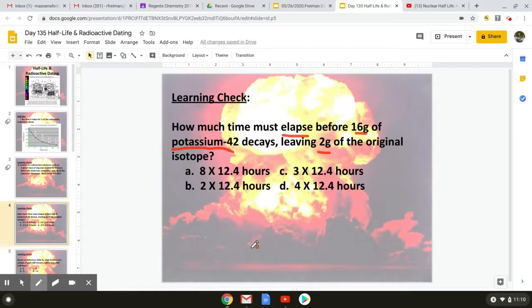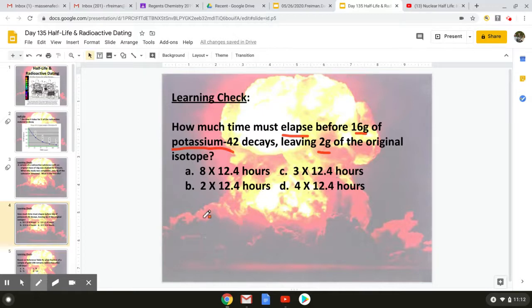So you're going to look on table N of your reference table. So go ahead and get table N. So I had to pause for a sec because I had to go get my table N. So if you go to table N and you look up potassium-42, that'd be K-42, you'll see that the half-life is 12.36 hours. Now, according to each of these choices, we rounded it to 12.4.